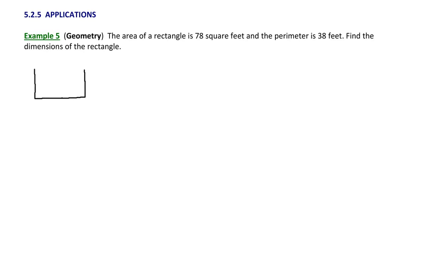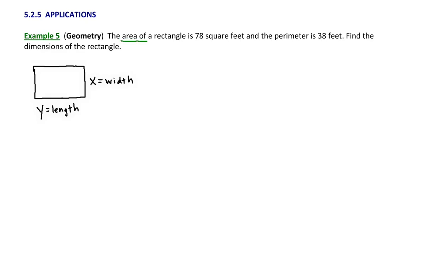So we have a rectangle that has dimensions that we describe as length and width. Let's suppose that x equals the width of our rectangle and y equals the length, and that's going to be measured in feet. So we have two unknowns, which means we need two equations.